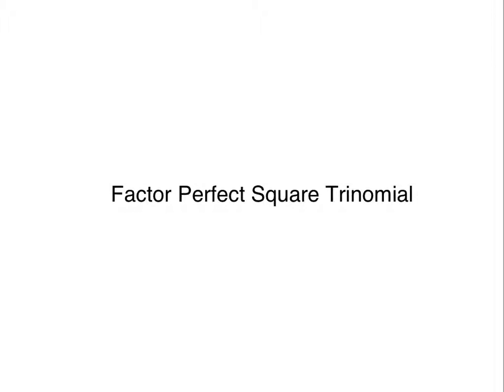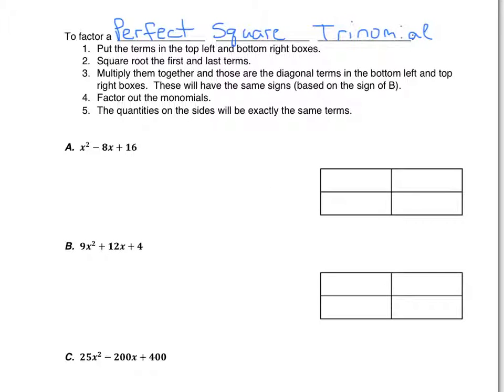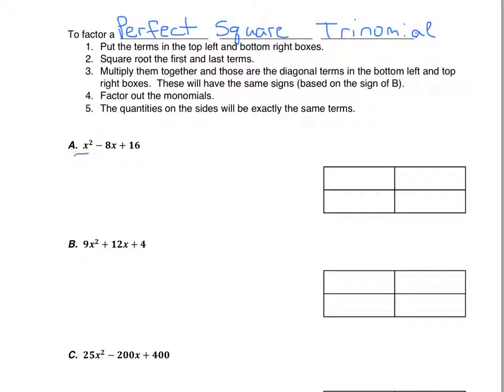In this tutorial, we will look at factoring a perfect square trinomial. To factor a perfect square trinomial, we're going to look at some things to see if it is even a perfect square trinomial. So let's put the first term up in this box in the upper left, and our last term, our constant, is going to go in the bottom. And then to see if it's a perfect square, we're going to square root x squared, and that just gives me x, and we're going to square root 16, and that gives me 4.